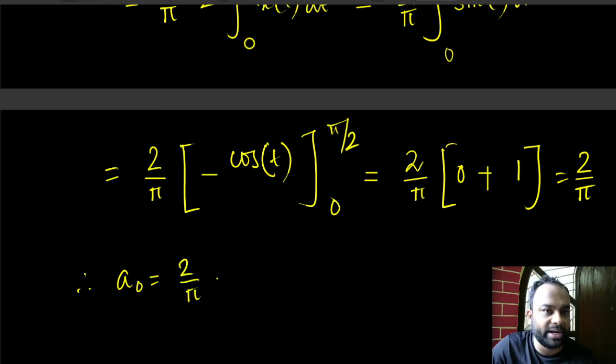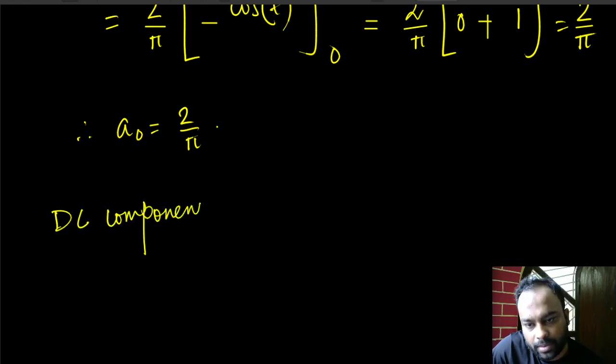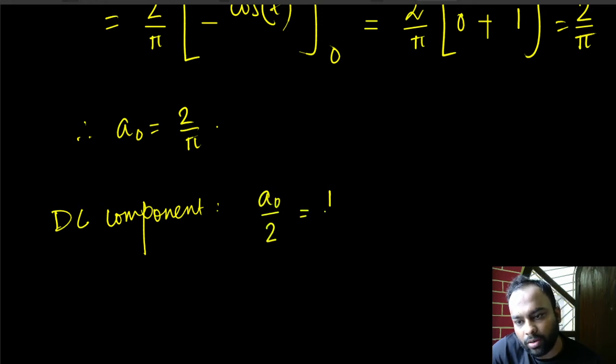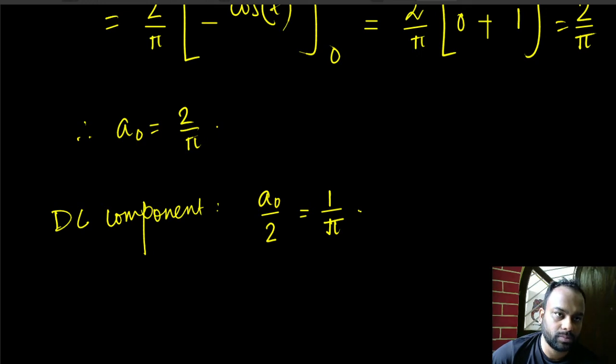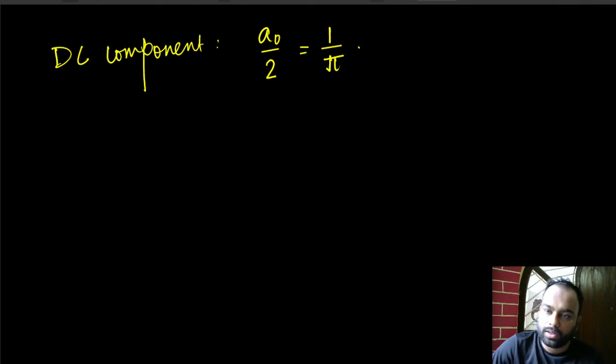So what is the DC component in the signal? The DC component is given by a0 by 2, and that's going to be 1 by pi.